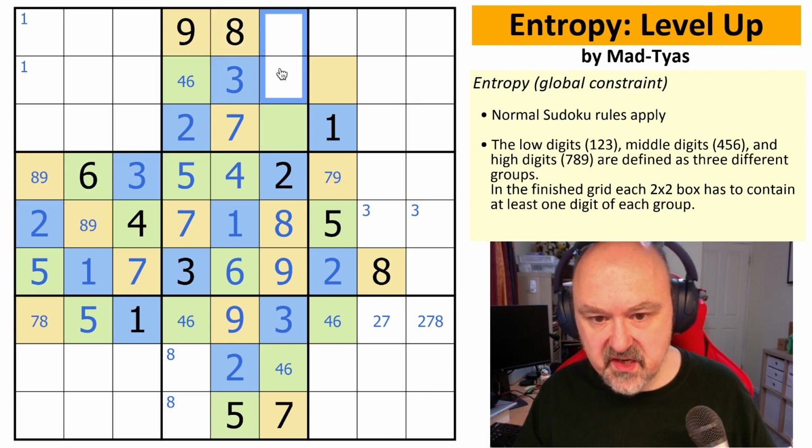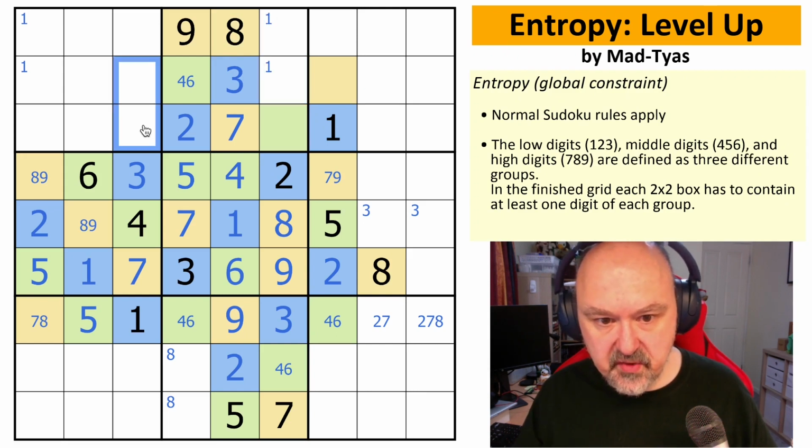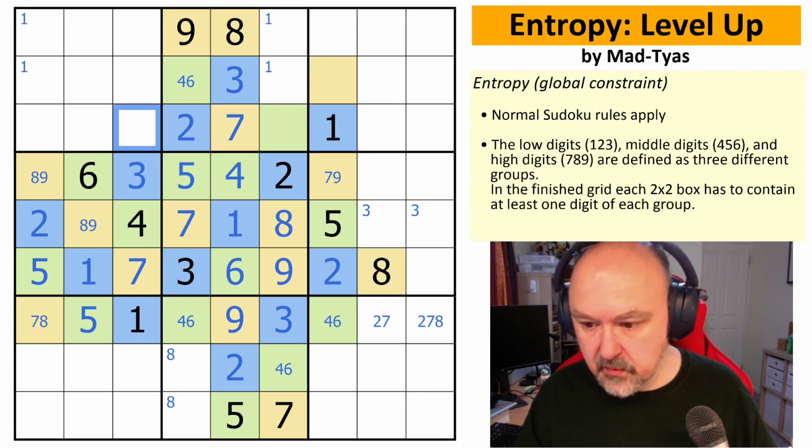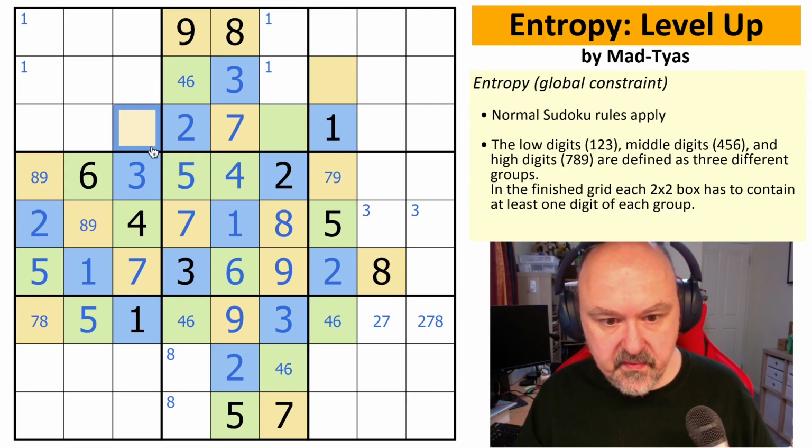This needs a green in it as well as a blue. So there must be a 1 in here and a green. So 1 is in here. Need to put a yellow in there. That's a yellow, which is either an 8 or a 9.